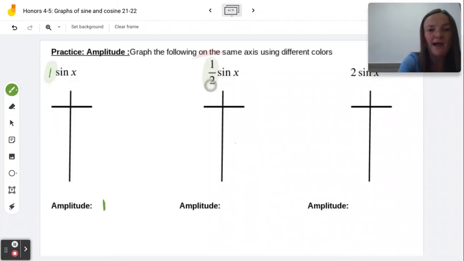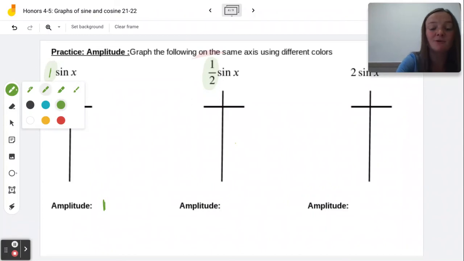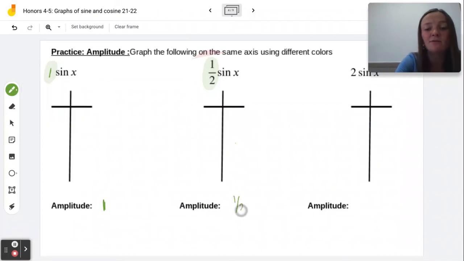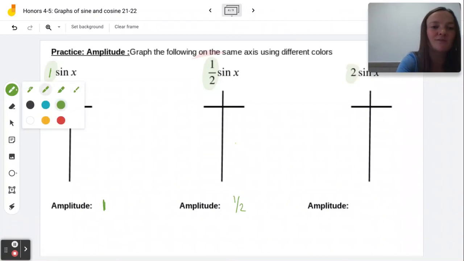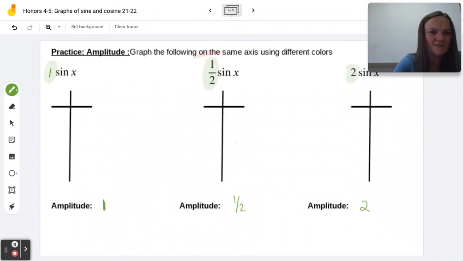The amplitude for a half sine of x is going to be the number in front of sine of x, which is 1/2. And lastly, the amplitude of 2 sine of x is the number in front of sine of x, which is 2. Okay, so let's try to graph sine of x first. For this next section, we're just going to graph sine of x in black, and then I'm going to graph 1/2 sine of x maybe in green, and then 2 sine of x in blue.